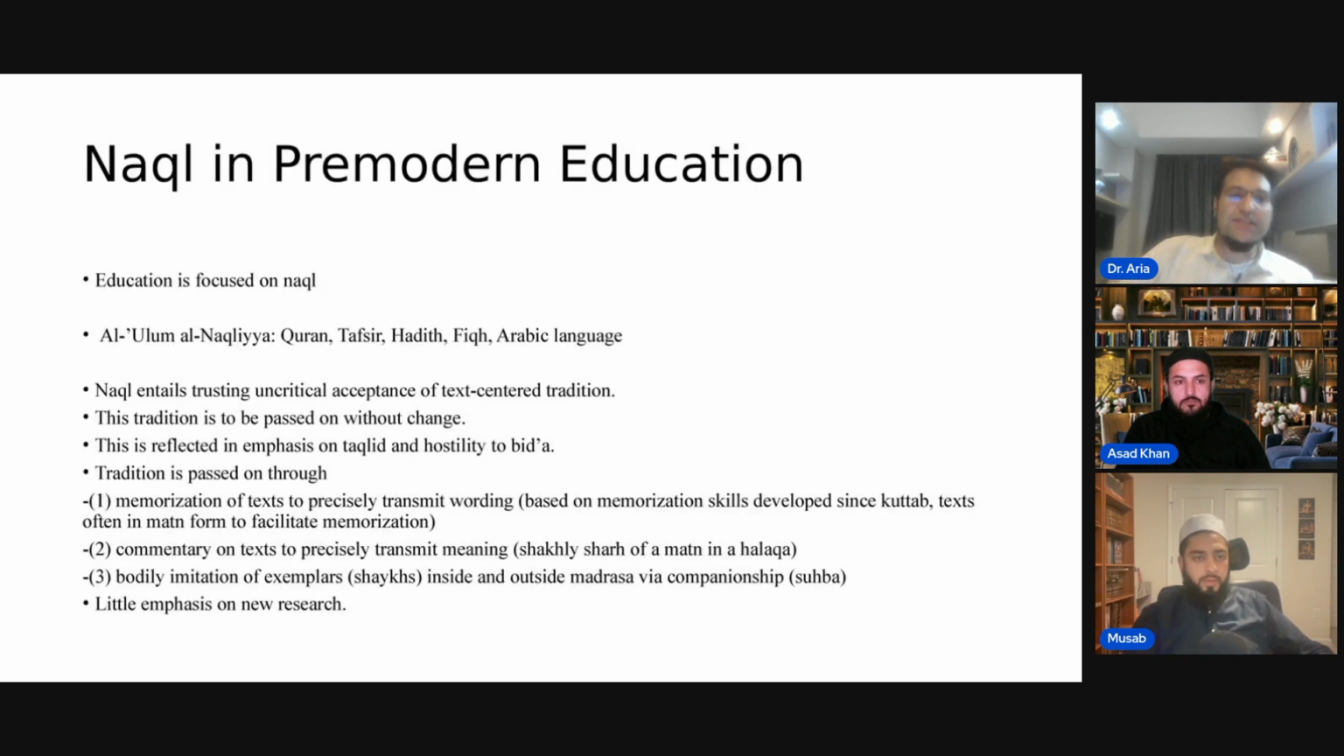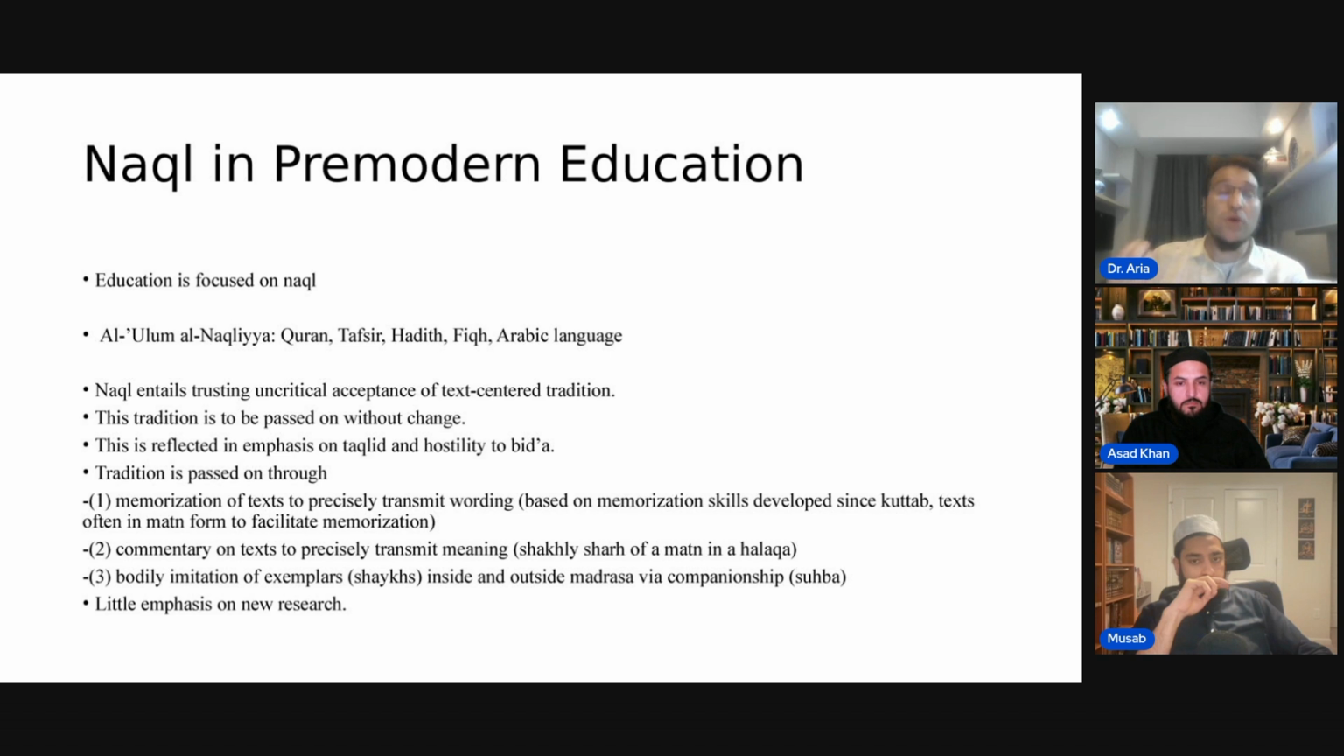Okay, so let's consider the place of naql in pre-modern education. First of all, the major thing that they teach in pre-modern education is called al-ulum al-naqliya. These are naql-based sources of knowledge, of which they include the Quran, tafsir, hadith, fiqh, and they also will teach the Arabic language.